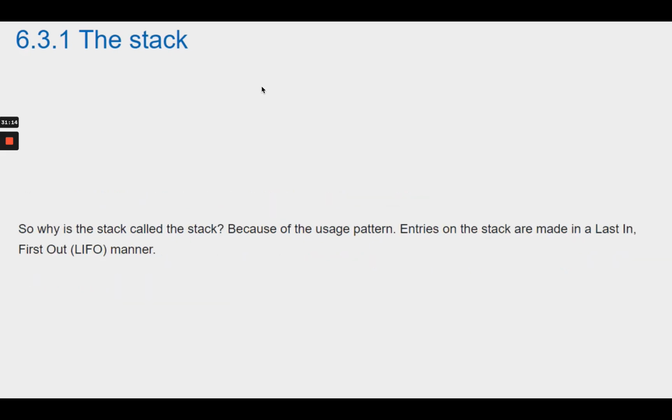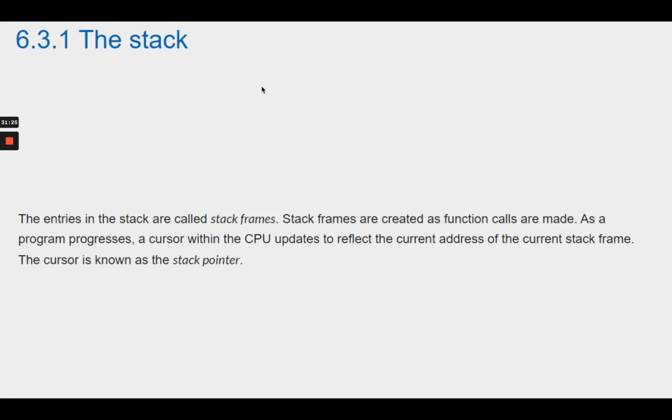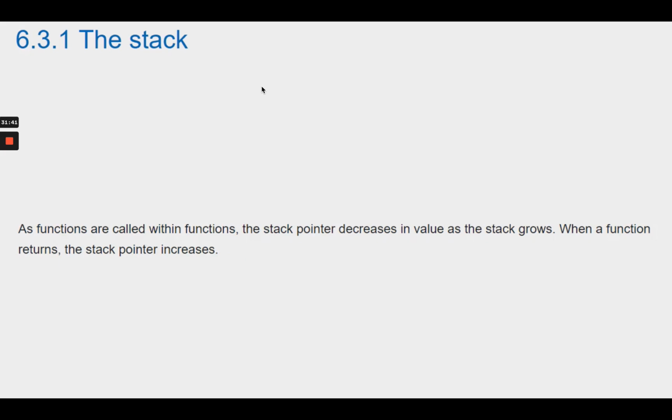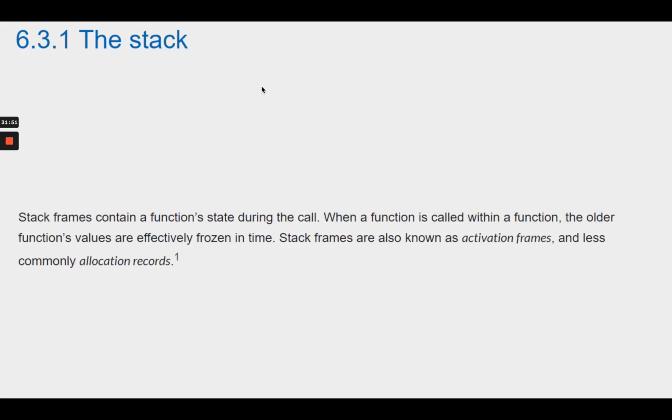So why is the stack called the stack? Because of the usage pattern. Entries on the stack are made in a last in, first out, or LIFO, manner. The entries in the stack are called stack frames. Stack frames are created as function calls are made. As a program progresses, a cursor within the CPU updates to reflect the current address of the current stack frame. The cursor is known as the stack pointer. As functions are called within functions, the stack pointer decreases in value as the stack grows. When a function returns, the stack pointer increases.